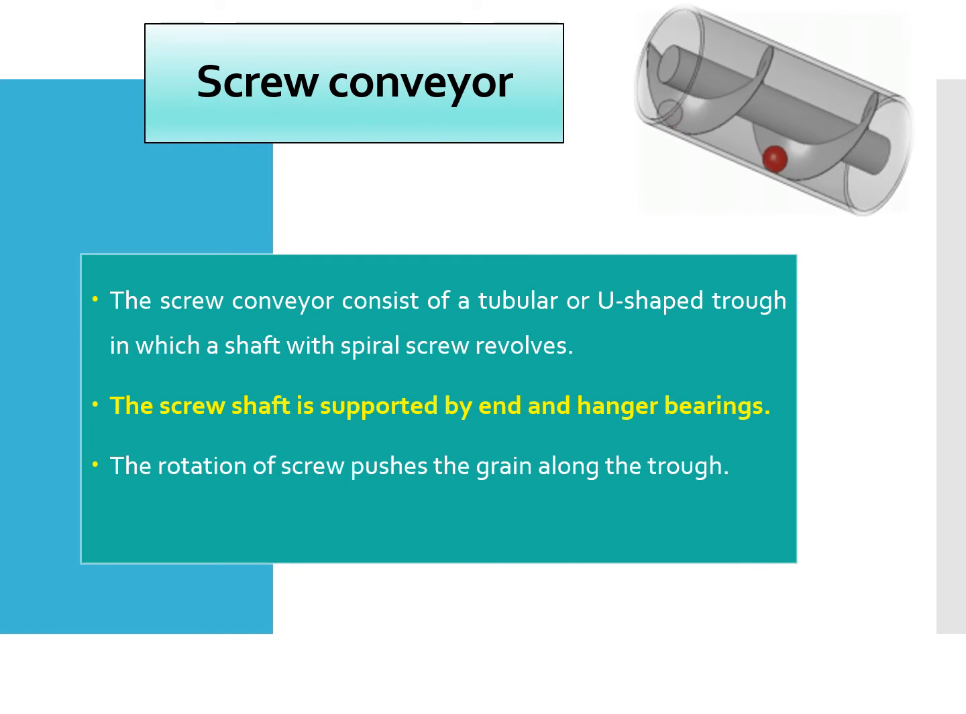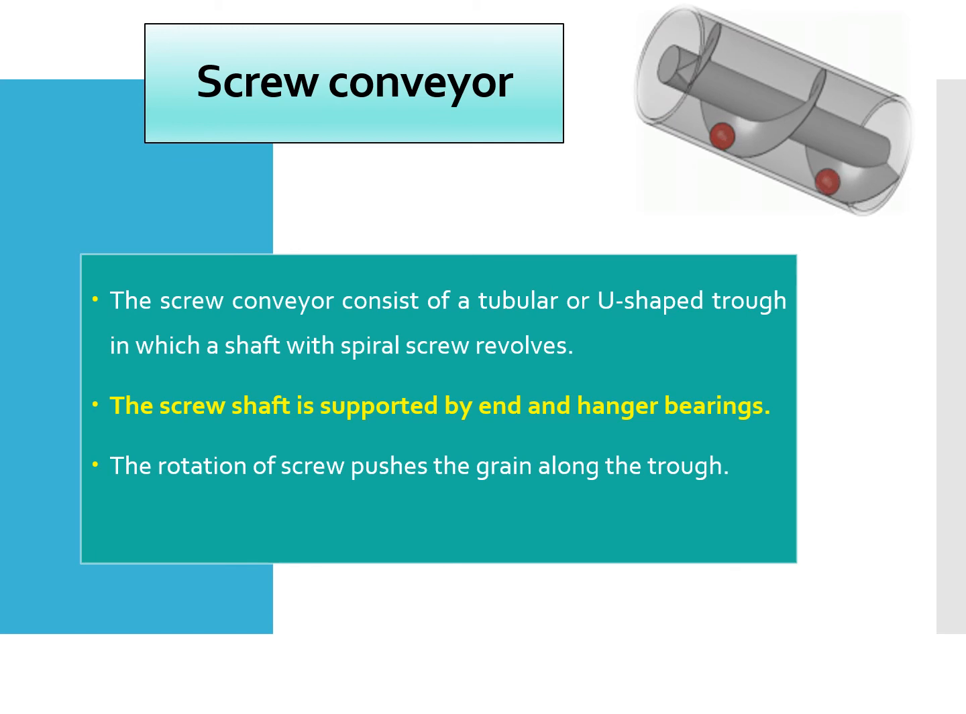Screw conveyor. As you can see in the animation, the screw conveyor consists of a tubular or U-shaped trough in which a shaft with a spiral screw revolves. The pitch of a standard screw, which is the distance from the center of one thread to the center of the next thread, is equal to its diameter. For example, a 10 cm diameter screw has a pitch of 10 cm.